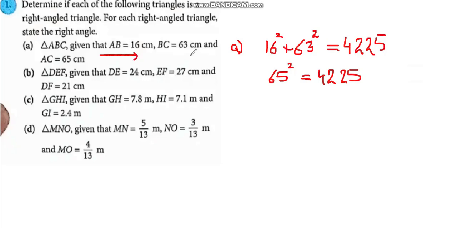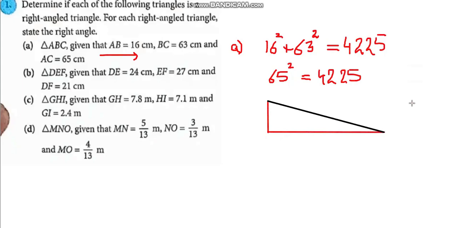Now we have to state at which point there is a right angle. So let's make a triangle. In the triangle, we can see that AB is the side that is 16 centimeters and BC is the other shorter side that is 63 centimeters, and the longest side is AC, which is 65 centimeters. So let's suppose this is AB, and BC is definitely bigger than AB, so it can be a bit larger. And the third side that will join these two points will be AC.